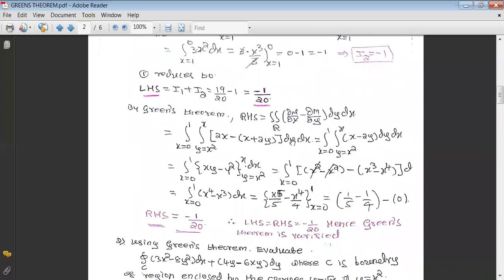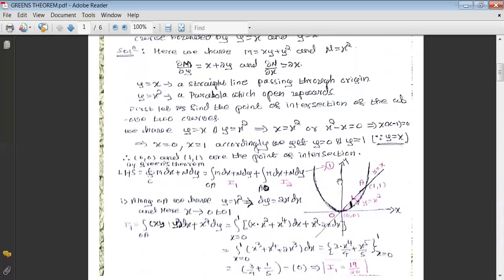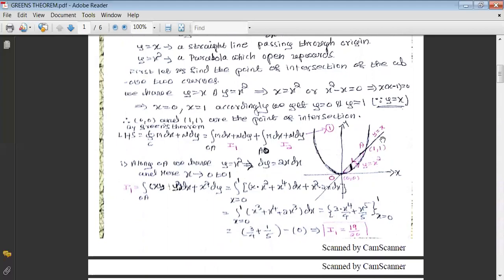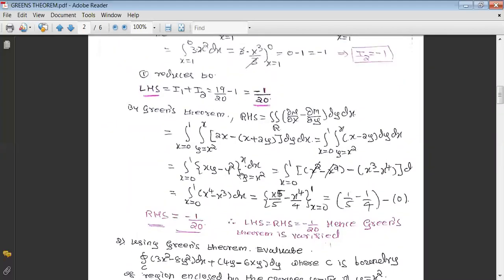Since we have written the order as dy dx, first let us set the limits for y. Now looking at this diagram, if you take any point on this curve, the y value is x square. When you reach here, if you take any point on this line, the y value is x. Therefore, the variation of y is x square to x.